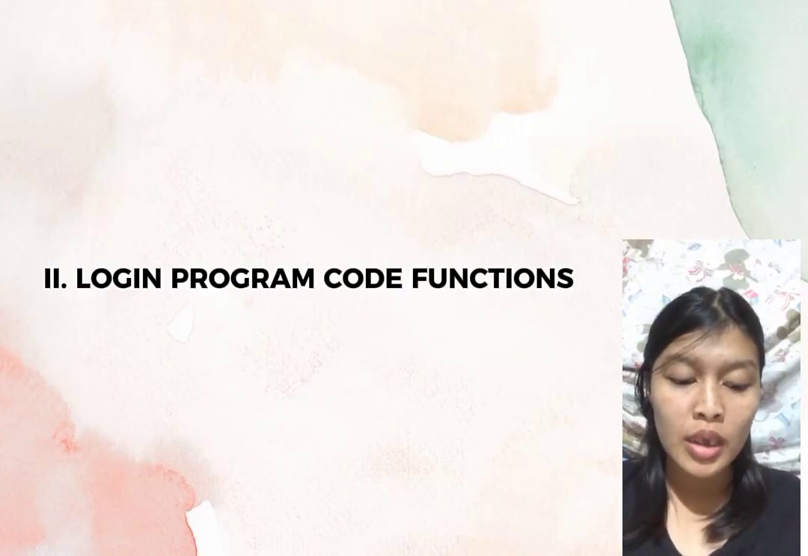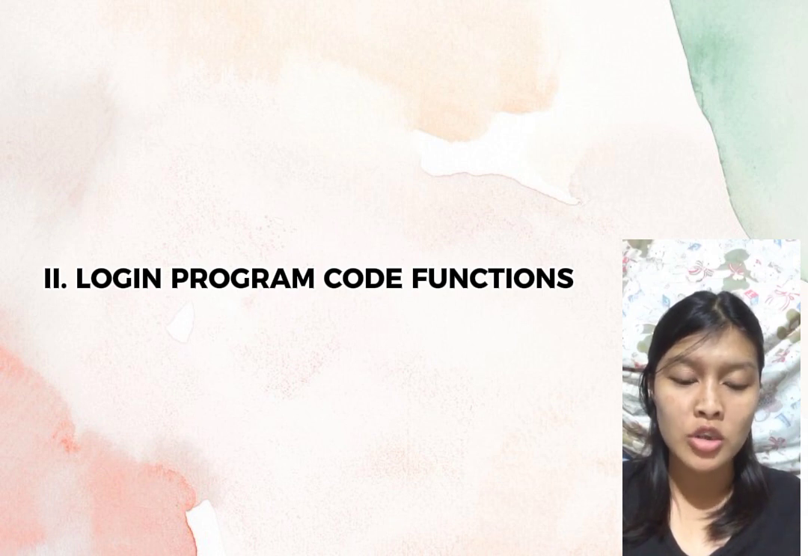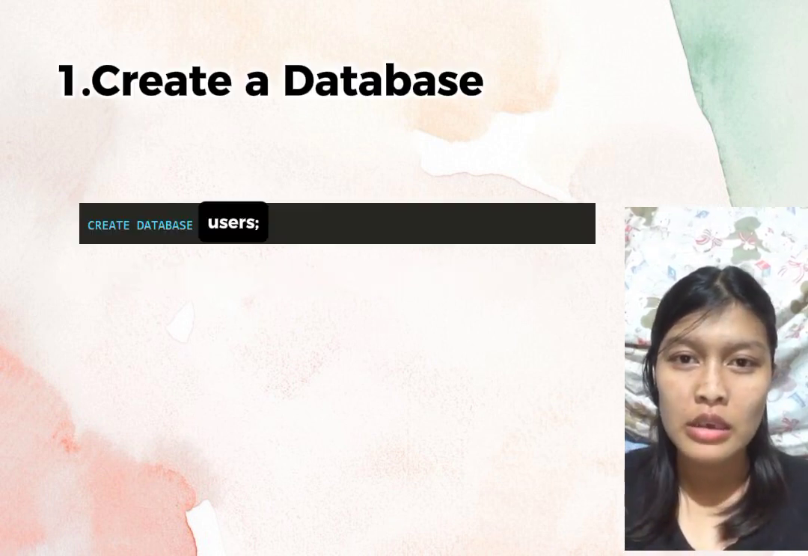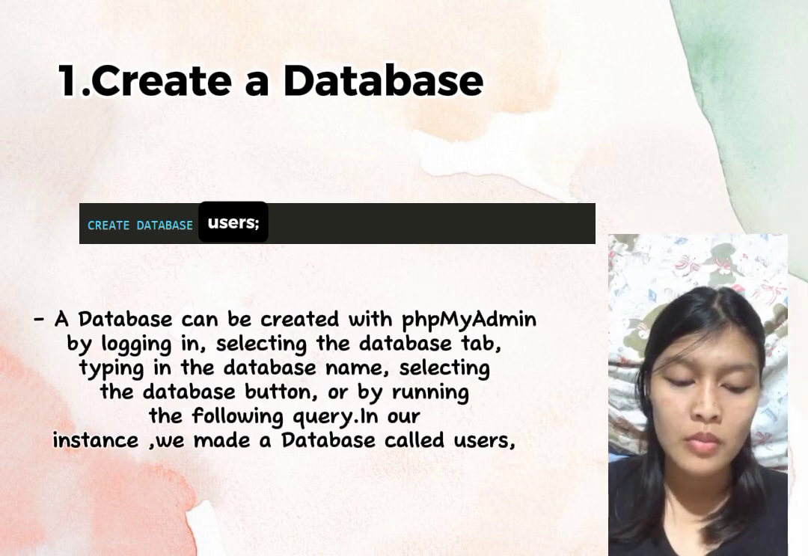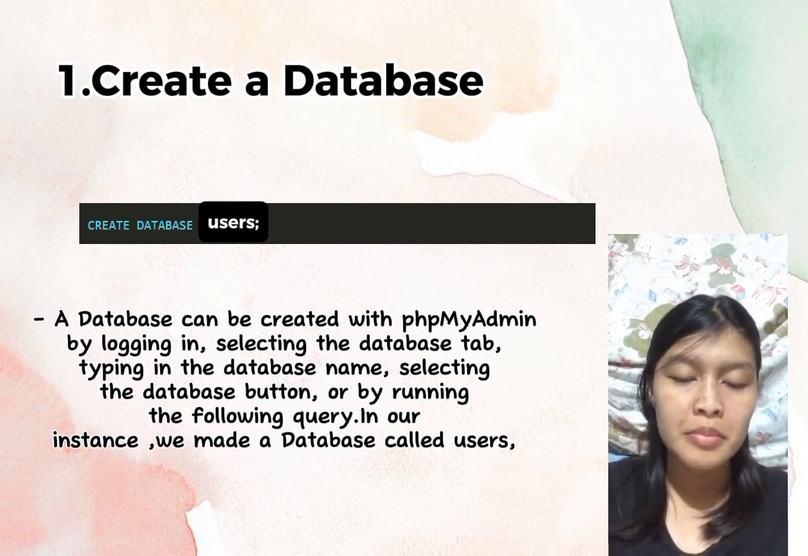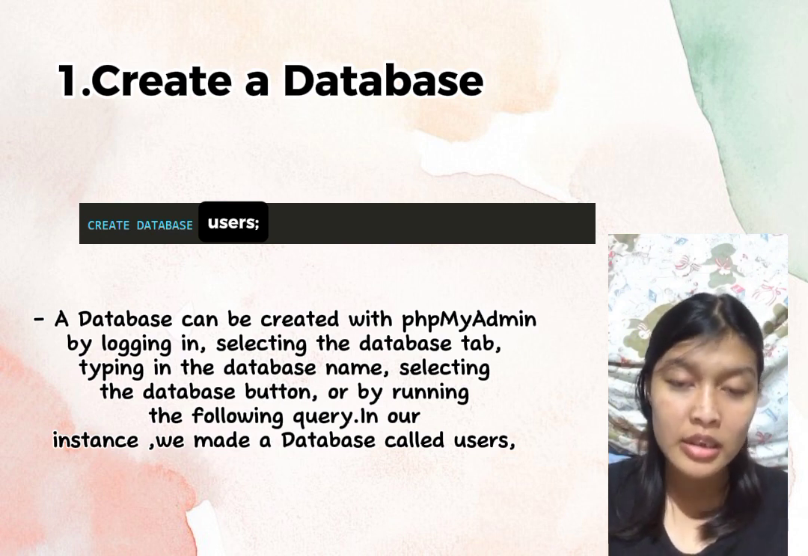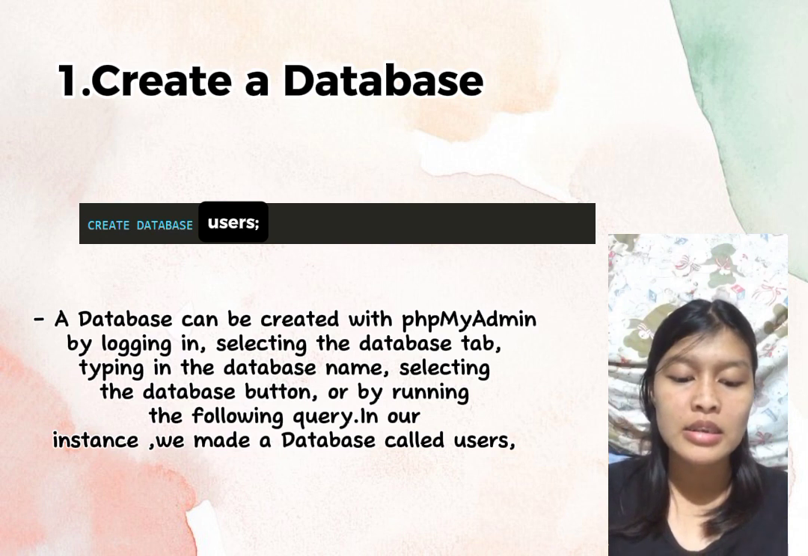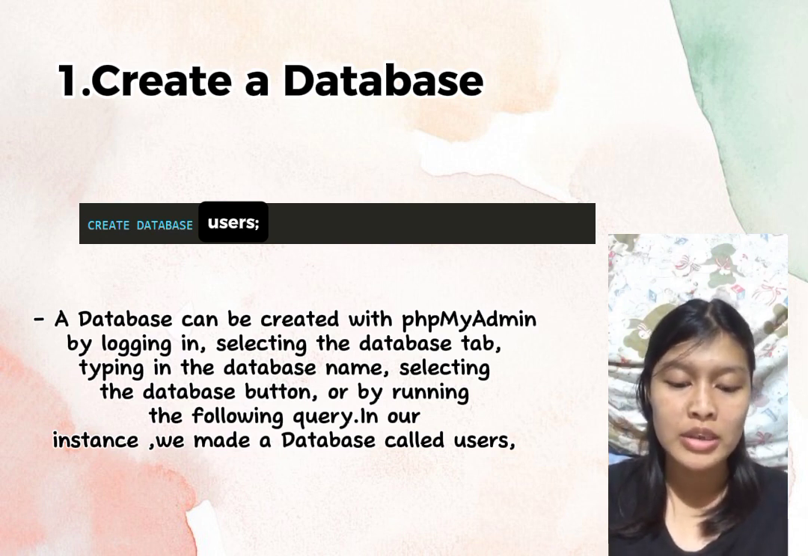Number 2, login program code function. First, create a database. A database can be created with phpMyAdmin by logging in, selecting the database tab, typing in the database name, selecting the create button, or by running the following query. In our instance, we made a database called users.